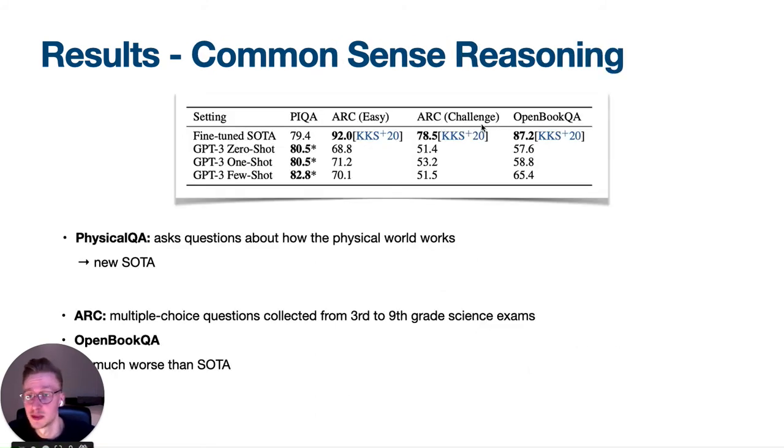Next up, we have common sense reasoning tasks, and they tested it on 3 common sense reasoning datasets. First one is PhysicalQA, next one is ARC, and OpenBookQA. PhysicalQA is one where the model is asked a question about how the physical world works, and it achieves a new state-of-the-art here. ARC is a dataset with multiple choice questions collected from 3rd to 9th grade science exams, and we have OpenBookQA. And on both of those, the performance from GPT-3 is much worse than the state-of-the-art.